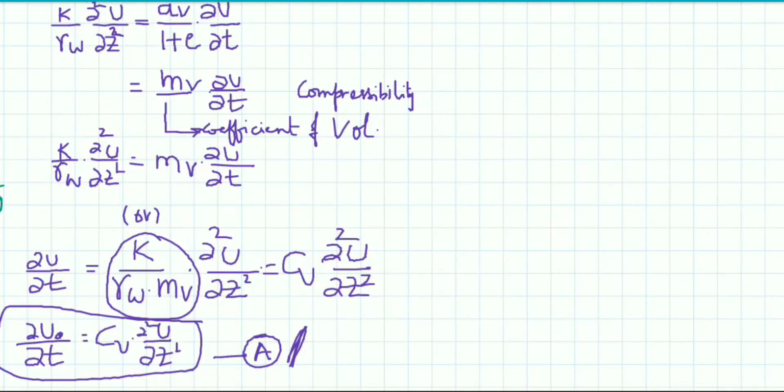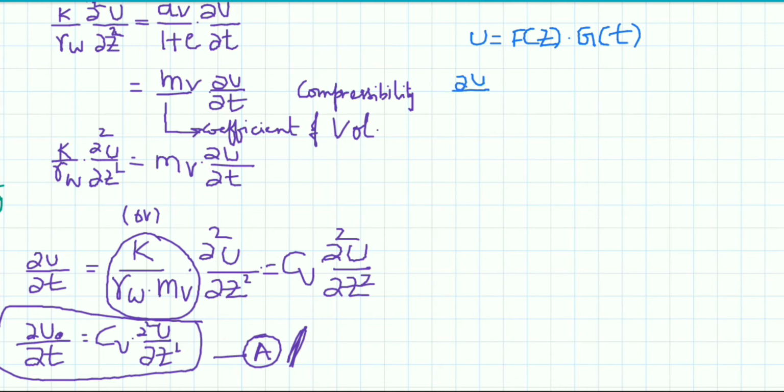To solve equation A, which is the basic differential equation of Terzaghi's consolidation theory, I am assuming U to be a product of a function of Z and a function of T. That is, U equal to f of Z into G of T. So from equation A, I need dou U by dou T and dou square U by dou Z square.